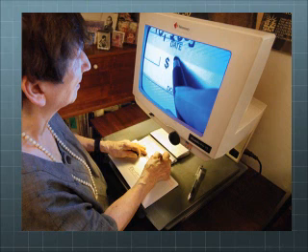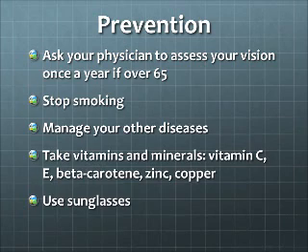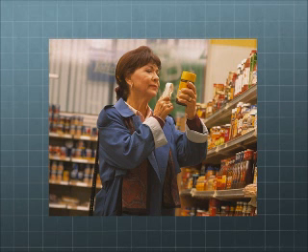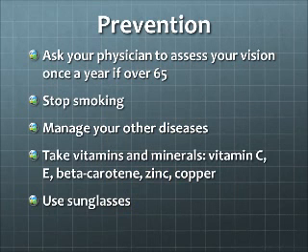There are some recommendations to help you slow disease progression. Ask your physician to assess your vision at least once a year if you are over 65. Stop smoking, manage your other diseases, take your vitamins and minerals, and use sunglasses. Prevention, early detection, and treatment are critical in the preservation of visual acuity.